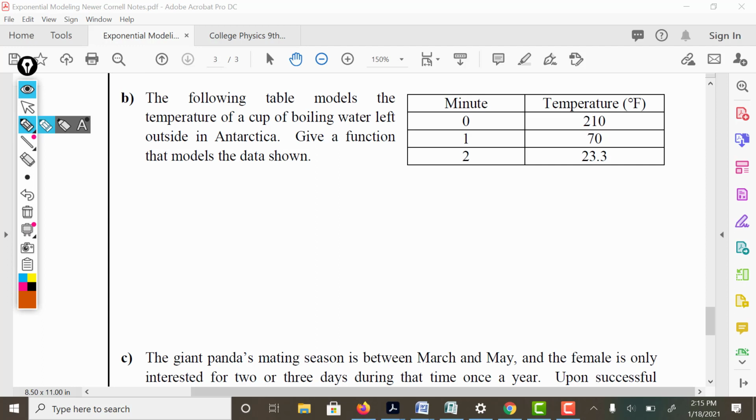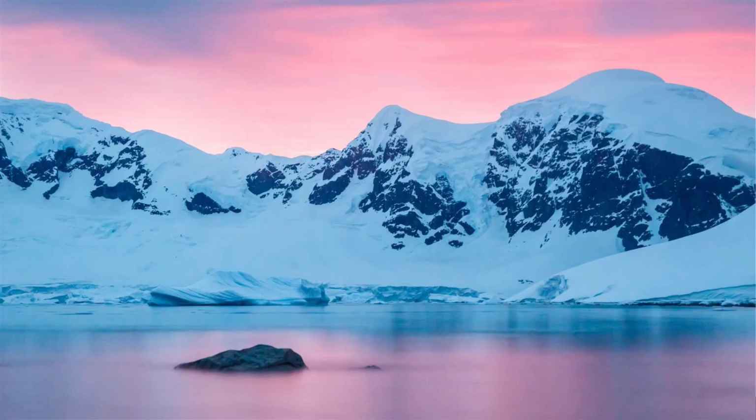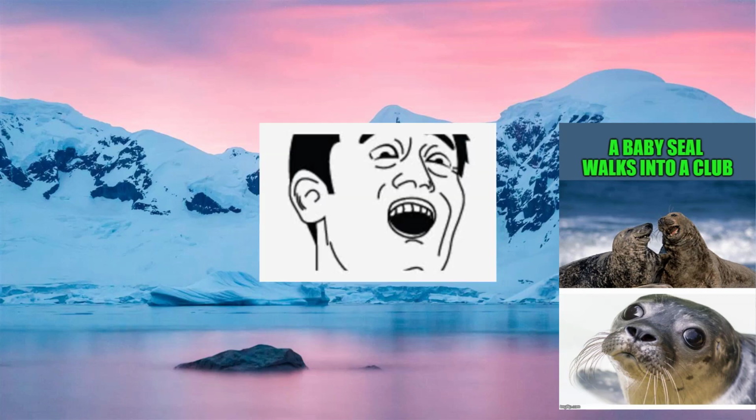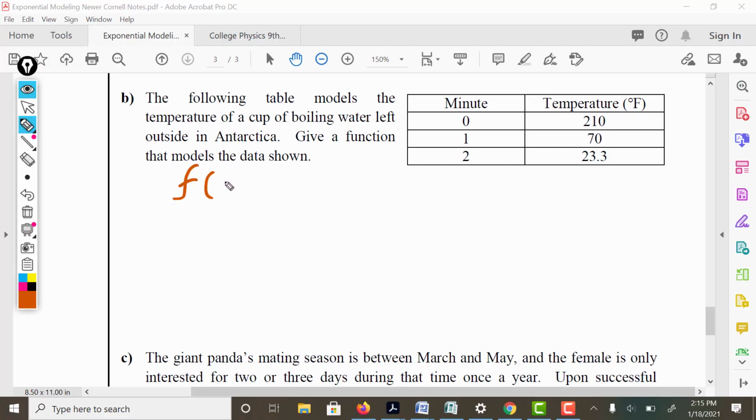Here's a table that models the temperature of a cup of boiling water left outside in Antarctica. We want to give a function that models the data shown. So we're going to do a typical function of the form f of t, a times b to the t plus c. Perfect. Now recall that if it's decay, it's between 0 and 1. A is going to be how much you start with.